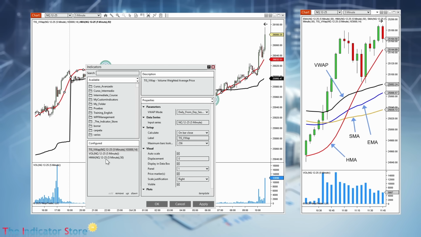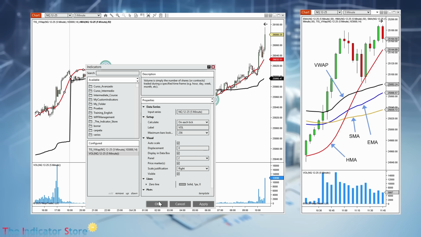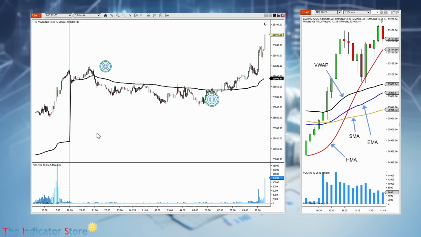So what is the parameter of the VWAP? The most important setting is the reset. Where is the reset happening? Because depending on where you place the reset, at the beginning of the week, at the beginning of the day, or at the beginning of the day session, then you have different results.